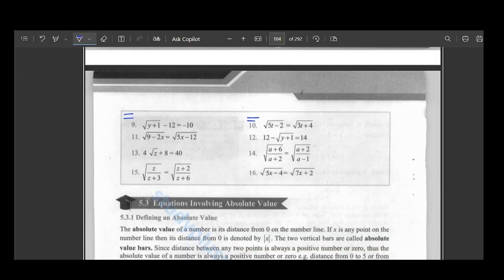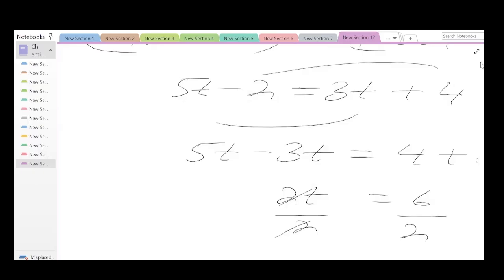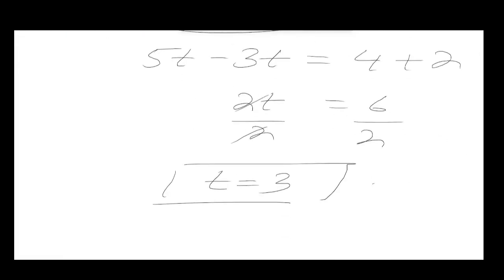Now let's move on. Let's go to question number 11. It is the same as the previous question. Radical is on both sides. So let's solve it. We have 9 minus 2x, and that is equal to 5x minus 12. So let's write here 9x minus 2x, and that is equal to 5x minus 12x.